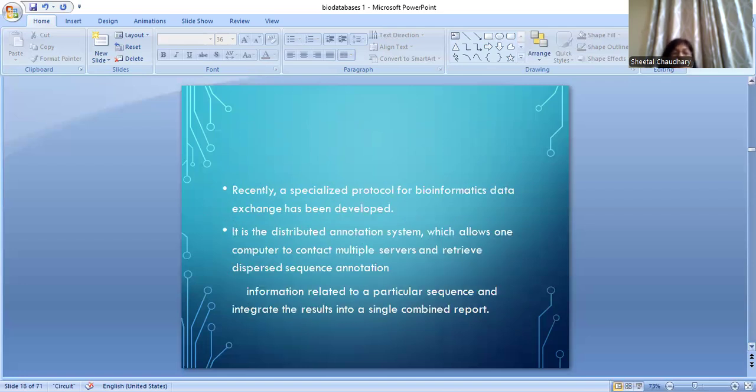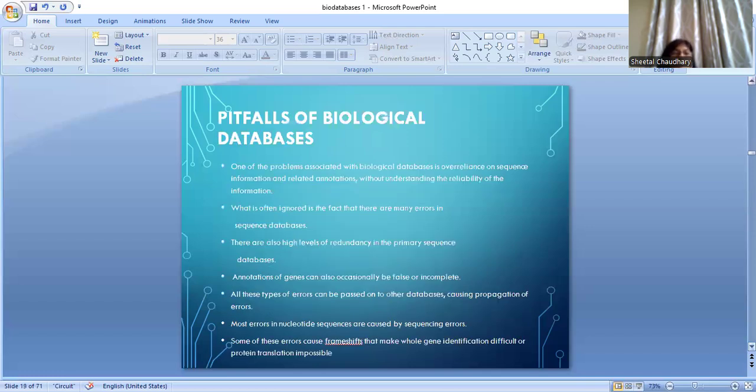Recently, a specialized protocol for bioinformatics data exchange has been developed. It is the Distributed Annotation System, which allows one computer to contact multiple servers and retrieve dispersed sequence annotation information related to a particular sequence and integrate the result into a single combined report.